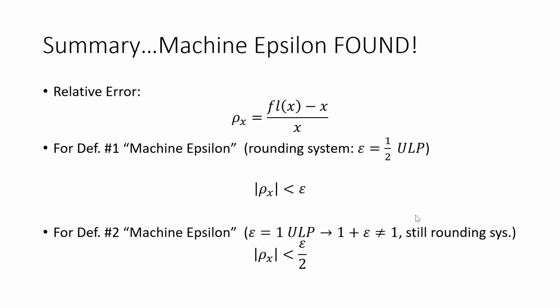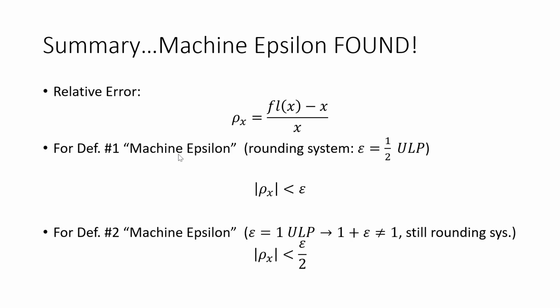So in summary, our machine epsilon has been found. If we have a true value X and we turn around and float it, the absolute error is the floated value minus the true value, and then we take that absolute error and divide by the true value. That's going to give us our relative error. And the relative error has a bound intimately related to how the machine epsilon is defined.